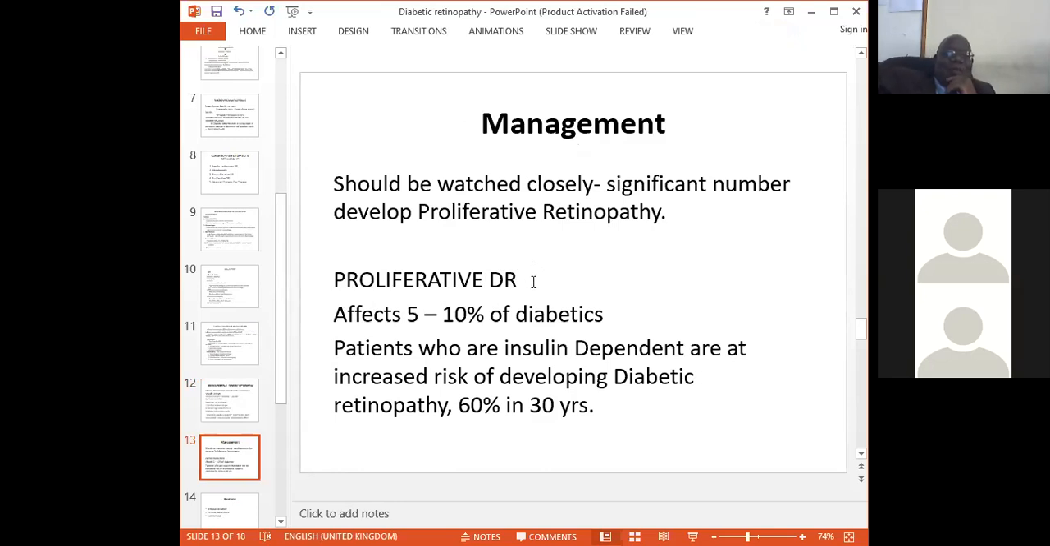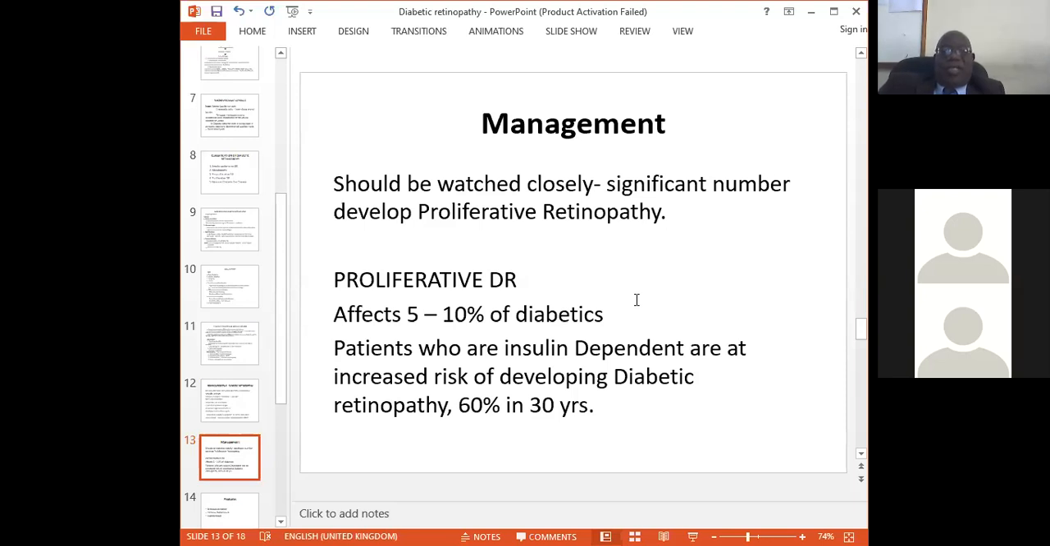Proliferative diabetic retinopathy affects 5 to 10% of diabetics. But my opinion, my bad opinion, is that it may be more than 10% in places like Zambia where we don't have all the facilities available. These are percentages quoted in the UK where literally you can walk into an eye clinic every day. Here sometimes it's difficult.